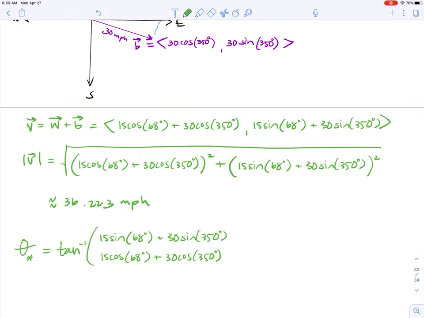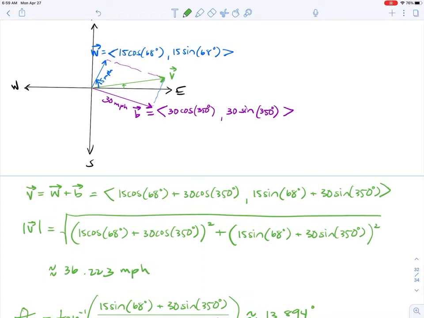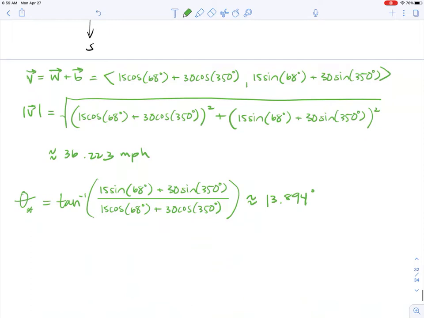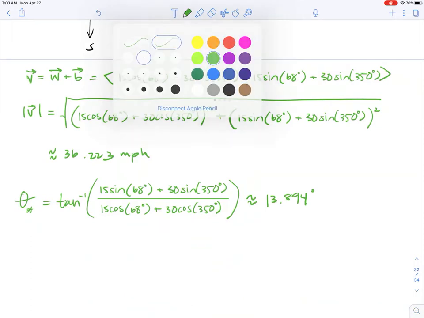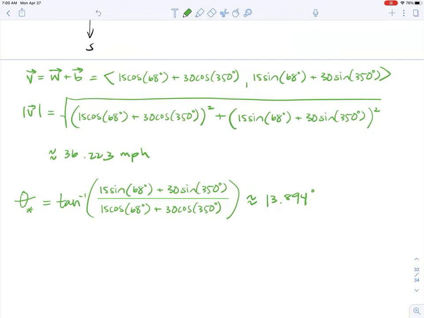B over A into my calculator. And I get approximately 13.894 degrees, which is an angle from quadrant 1, meaning that is our angle theta, our direction angle.